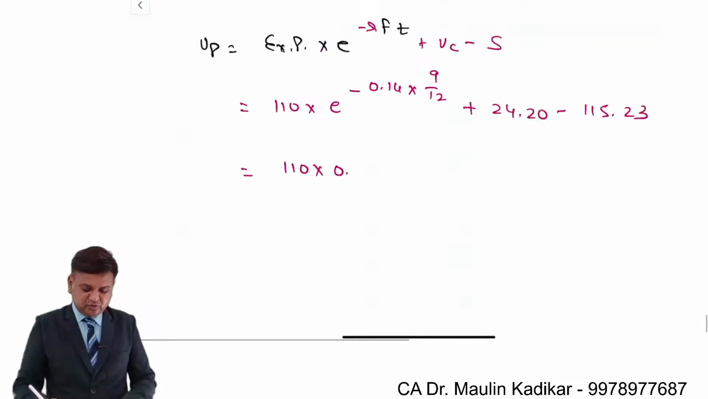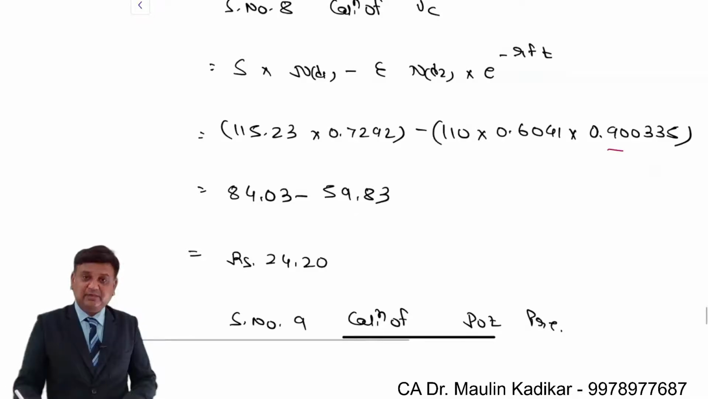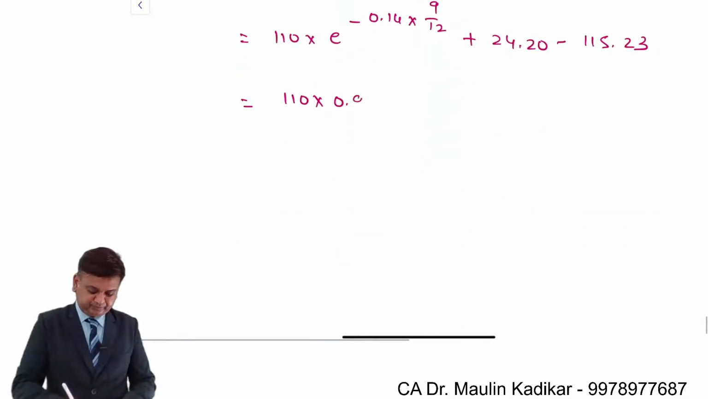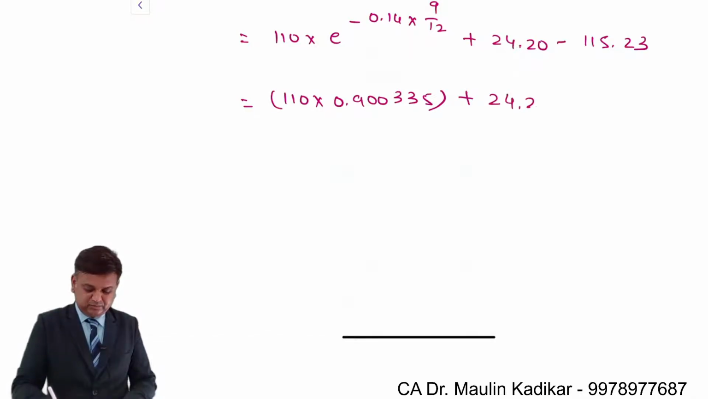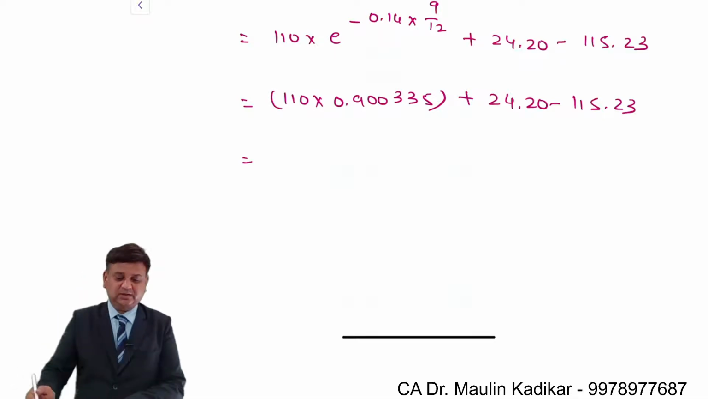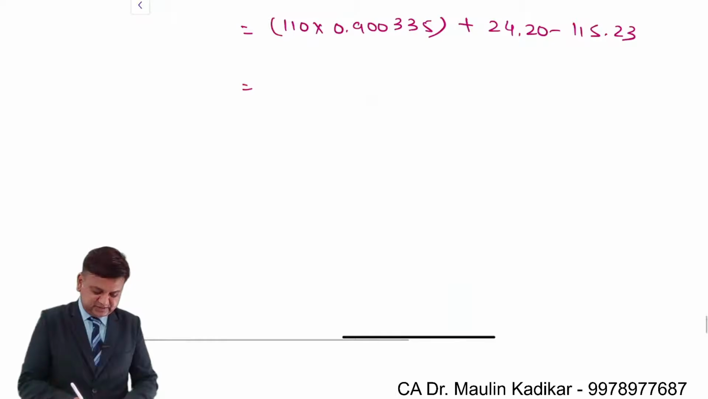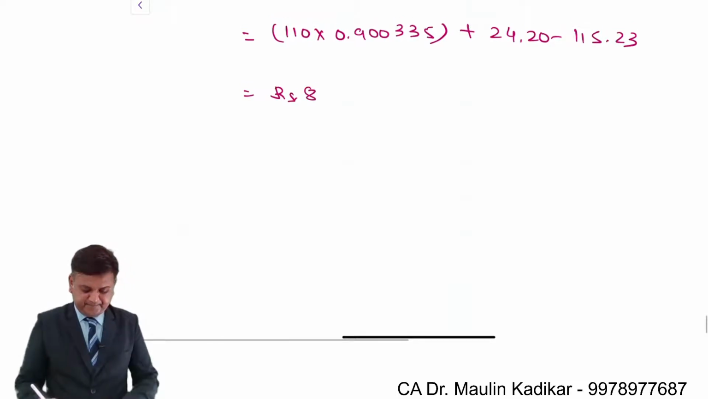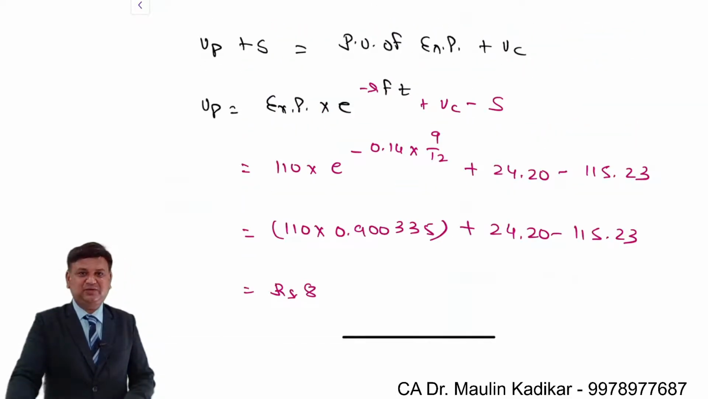So 110 into 0.900335 plus 24.20 minus 115.23. 110 into 0.900335 plus 24.2 minus 115.23. The final answer is 8 rupees. That is where the put premium can be found.